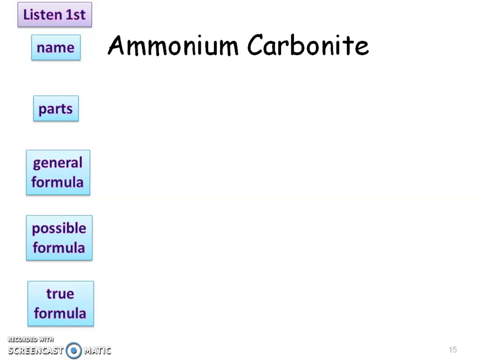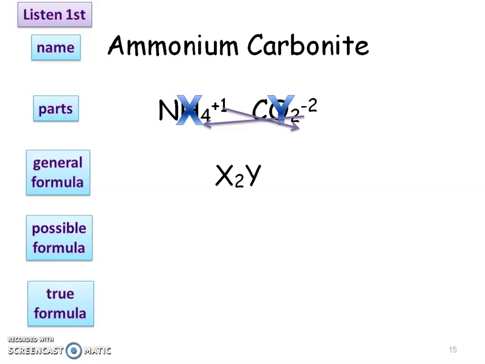So how about ammonium carbonite? Ooh, a little tricky here. Now I have two, hint, hint, hint, two polyatomic ions. So do you think you can come up with the parts, the general formula, the possible, and the true formula without kind of clicking through ahead? Hopefully you paused and tried to do everything. So here's my two parts. Here's my X, Y. I need to crisscross my charge numbers because they're different. So now I have two X's and one Y. So my possible formula looks a little goofy. Again, 42 hydrogens is a little ridiculous.